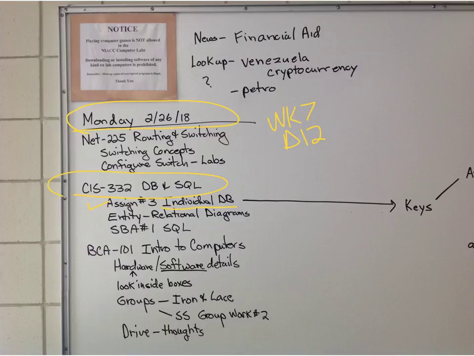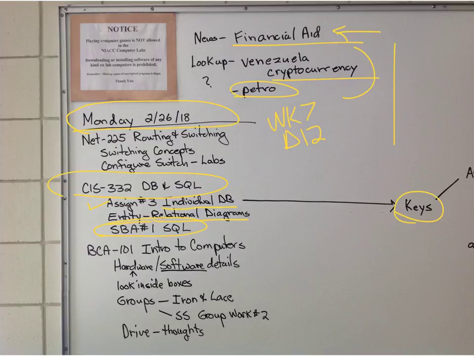Students should be working on that. A couple tables, entity relational diagrams, entity relationships. And then we did the skills based on SQL. Financial aid, students need to be taking care of that. And also we looked up some Venezuela, their cryptocurrency just released the petro in February. We did a little research on that to start off with.